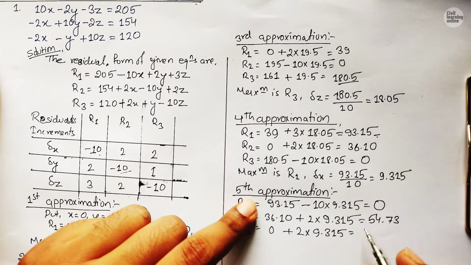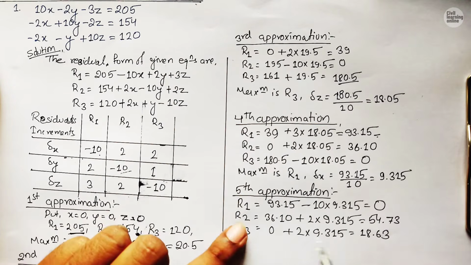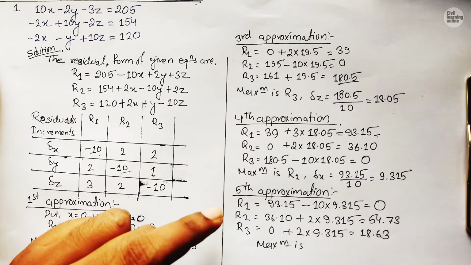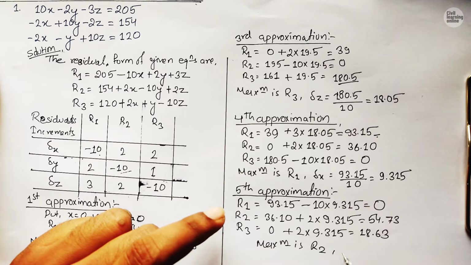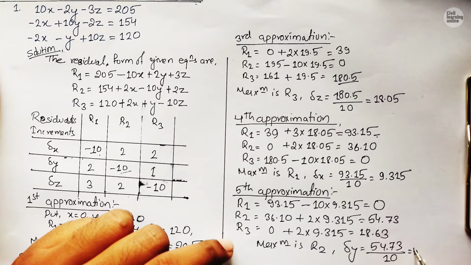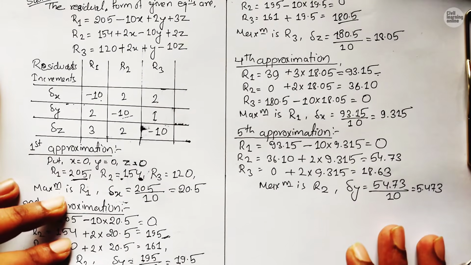54.73, 18.63. Now maximum is R2, therefore in R2 we have del y equals 54.73 divided by maximum value, that is 10, so we will get 5.473. Now time for sixth approximation.